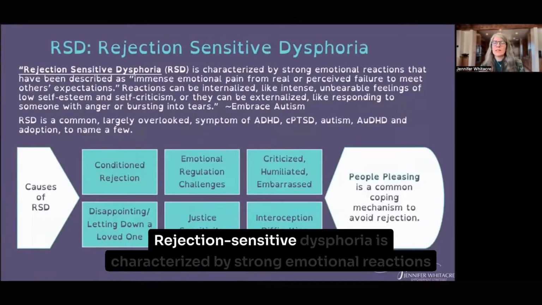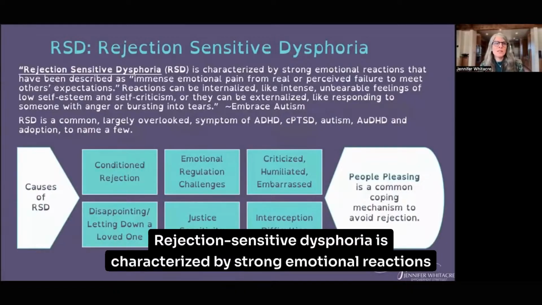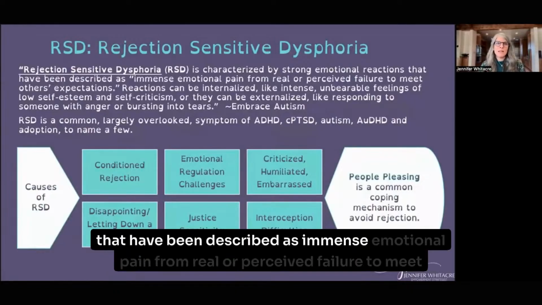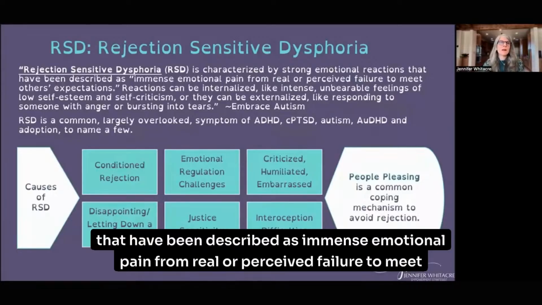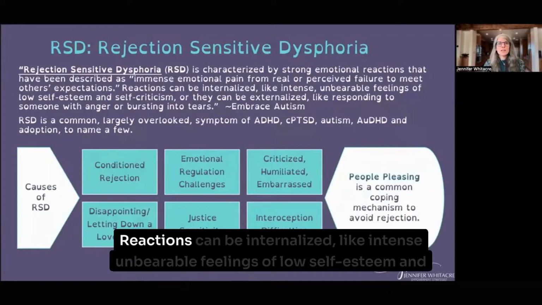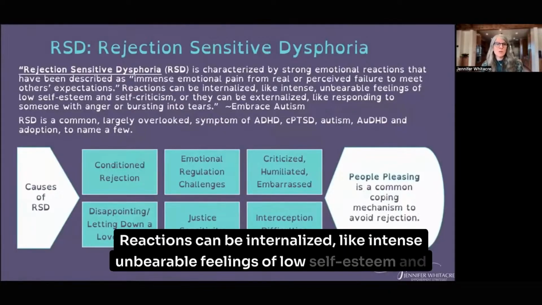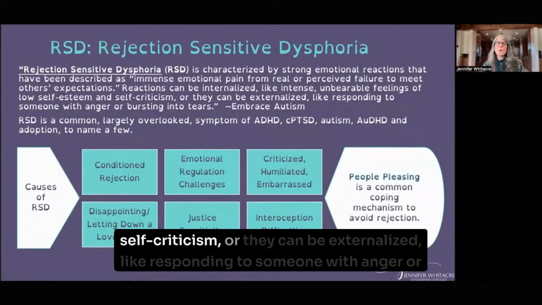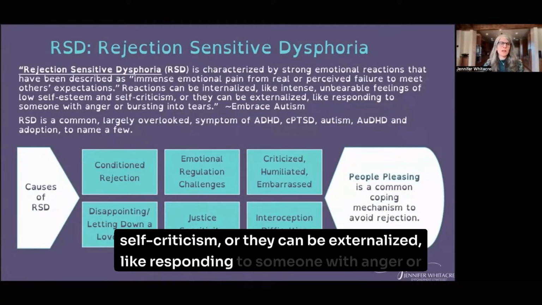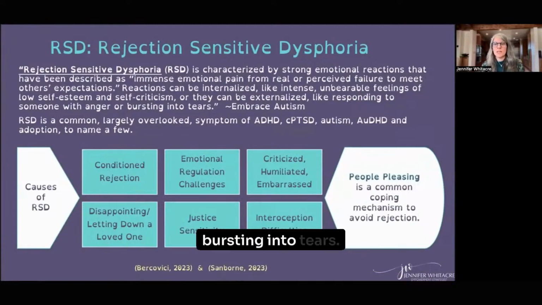And rejection-sensitive dysphoria is characterized by strong emotional reactions that have been described as immense emotional pain from real or perceived failure to meet others' expectations. Reactions can be internalized, like intense, unbearable feelings of low self-esteem and self-criticism, or they can be externalized, like responding to someone with anger or bursting into tears.